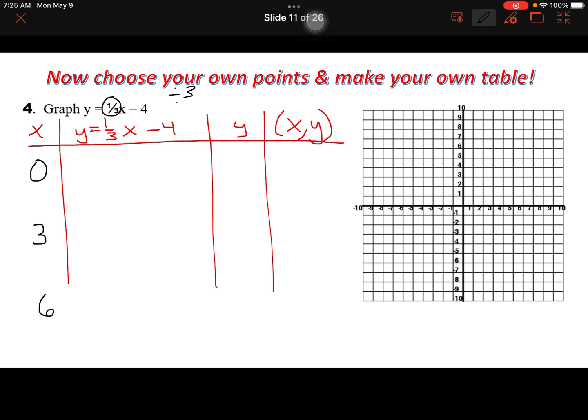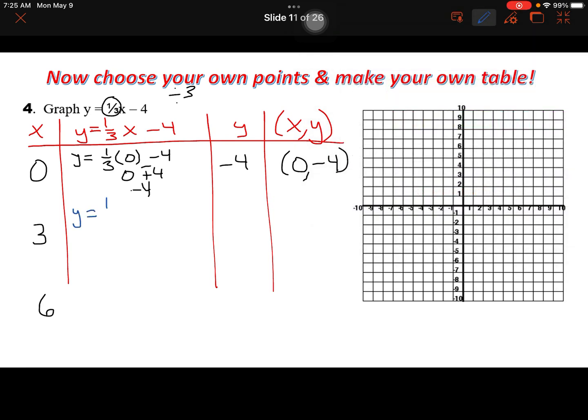Now we're going to go ahead and plug in. So we'll start the first one. Y equals 1/3 times 0 minus 4. Well, 1/3 of 0 is 0 minus 4. And if you guys aren't seeing this, do your keep, change, change, but that's -4. So 0 minus 4 is just going to give you -4. So it's 0, -4 for our first ordered pair.